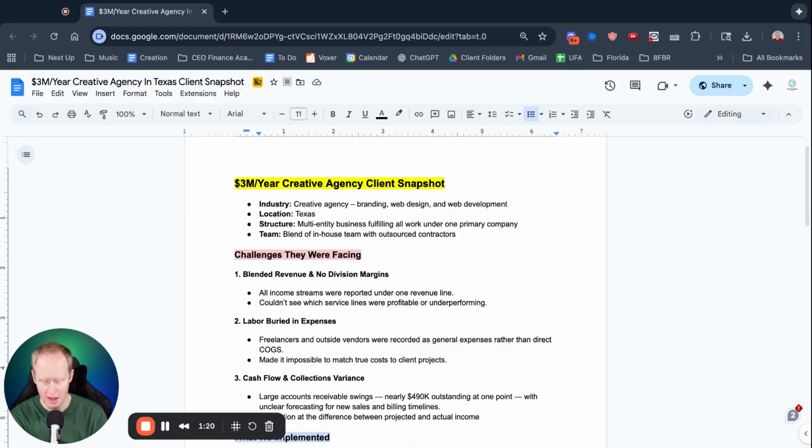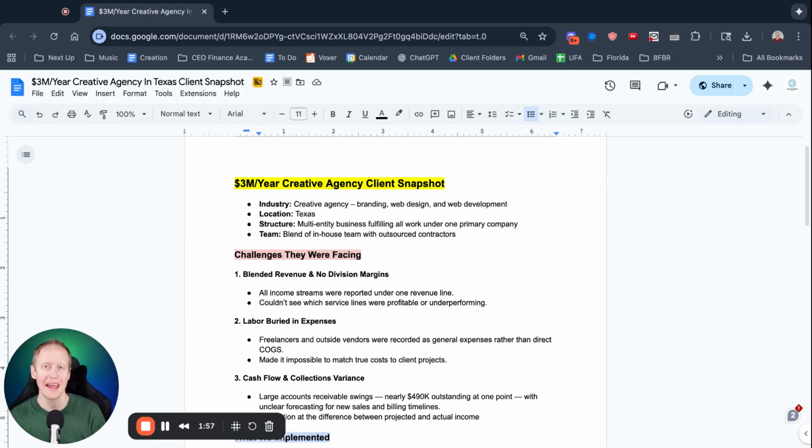So they were facing a couple of distinct challenges. Number one, they had blended revenue. In other words, when you looked at their profit and loss statement, it was all smushed into one income line. So they couldn't tell how much money they were making from their different service lines. Two, they had their labor buried under payroll. Even though what they actually sold was their employees' time and talent, they weren't able to split that out and say, okay, on web design jobs, we spent this much of our employees' salary, and on these projects, we were spending this amount of time and money. So they just had no clarity around their gross margins.